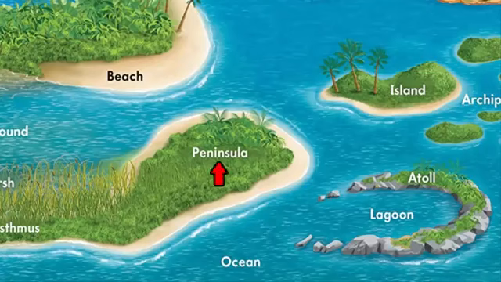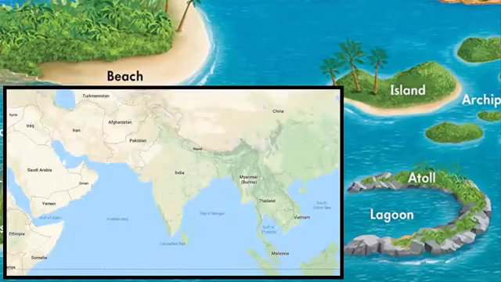Now what is a peninsula? It is a piece of land that is surrounded by water on 3 sides, but the 4th side is connected to the mainland. For example, India is a peninsular country because it is surrounded by the Bay of Bengal in the east, Arabian Sea in the west, and the Indian Ocean in the south. The 4th side is attached to a larger body of land.